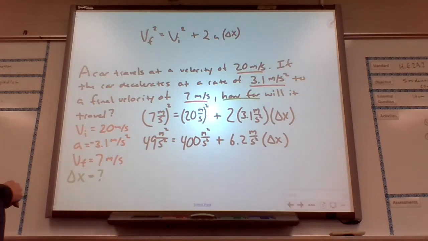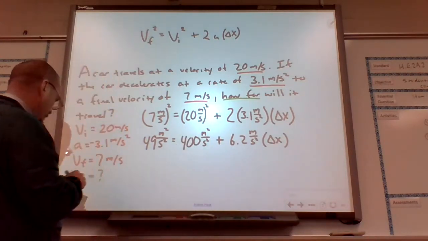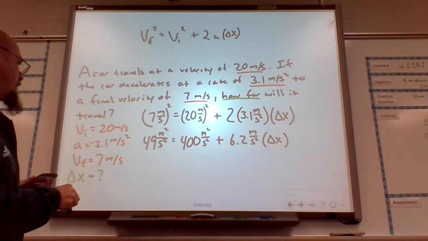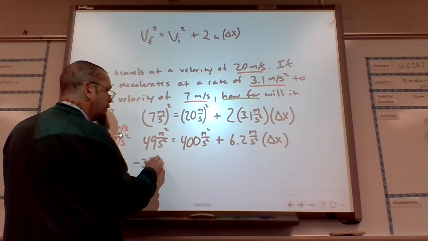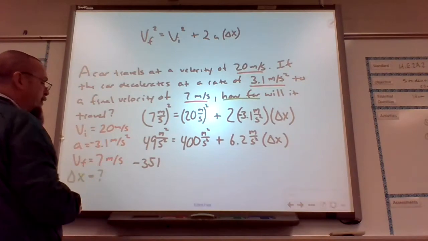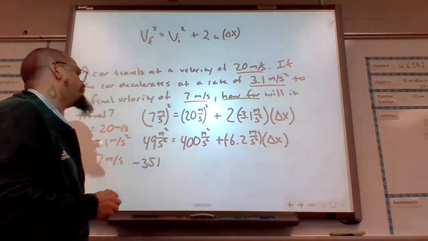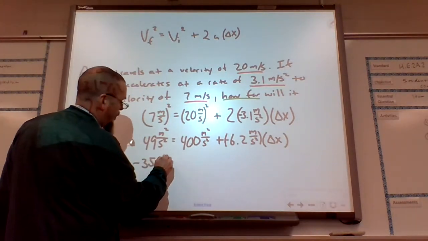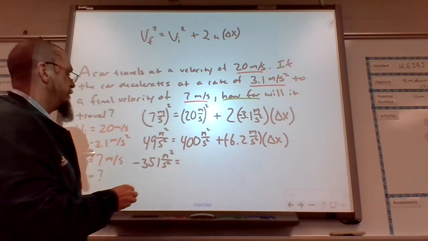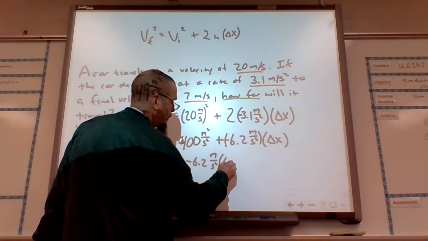I will begin by subtracting 400 from both sides. So 49 minus 400 is negative 351. A negative sign there. That's negative 351. I was looking at the negatives thinking, what's going on with that? That's negative. That's still meters squared per second squared. And that's equal to this, negative 6.2 meters per second squared times delta X.